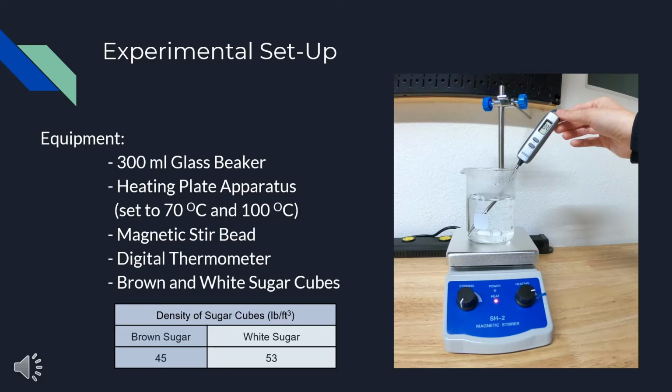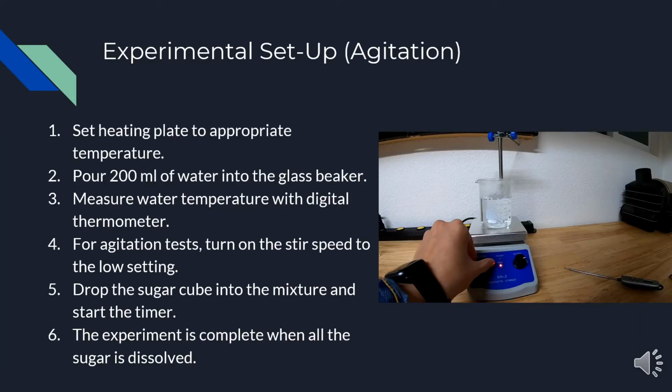which could also be a factor in the dissolution process. The first step was to set the heating plate to the correct temperature. The low setting ensured a water temperature of 70 degrees Celsius, and the high setting ensured a water temperature of 100 degrees Celsius. 200 milliliters of water was then poured into the beaker to heat up. Before each run, the water temperature was checked using a digital thermometer. If the temperature held for more than 5 seconds, then the run was conducted.